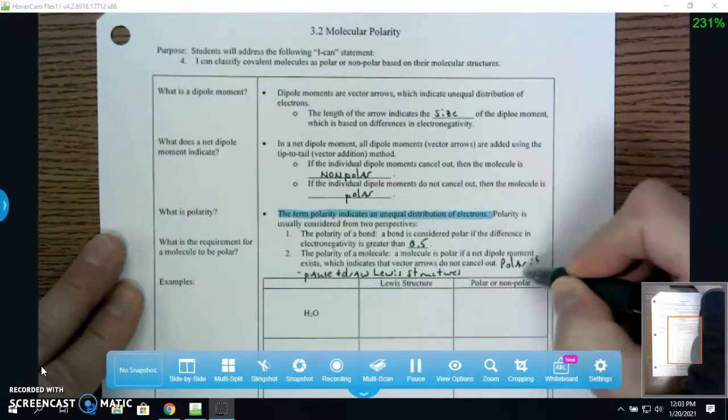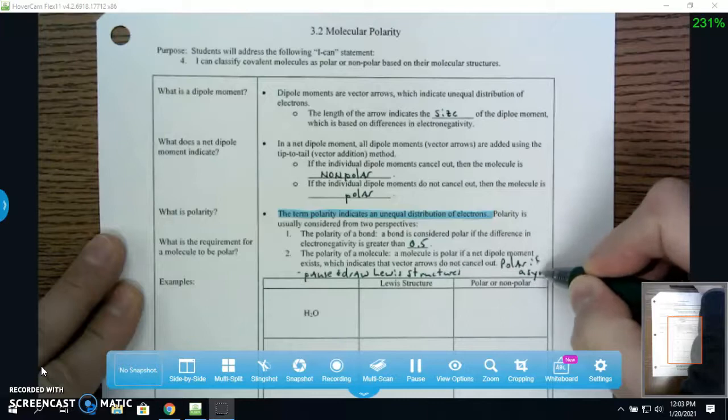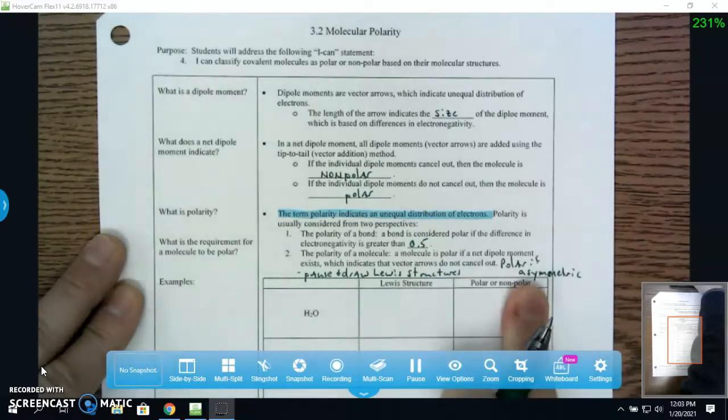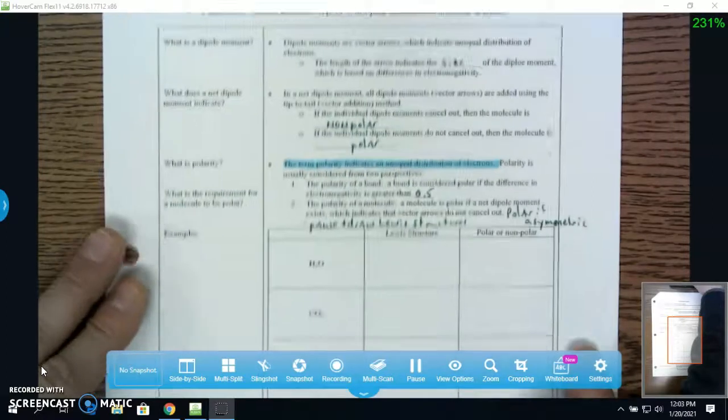Polar if asymmetric. And I'm going to do something to emphasize that asymmetry means it's polar in just a minute.